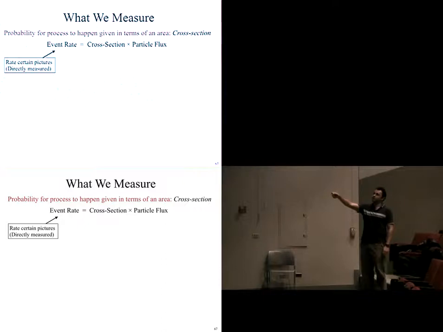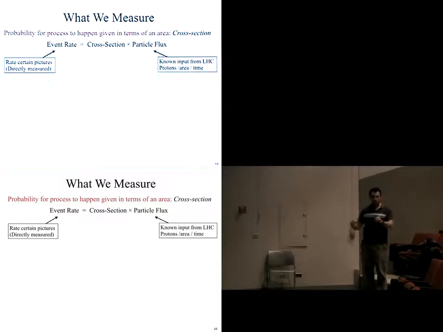And this event rate that we observed is related to the particle flux. This is something that's known as an input from the LHC. So we know how many protons per cross-sectional area are colliding. Okay, so we know the number of protons, this is like 10 to the 11 for the area that's like the size of the beam, and we know how often they collide. So this is something that we understand just by the basic way that we're running the LHC.